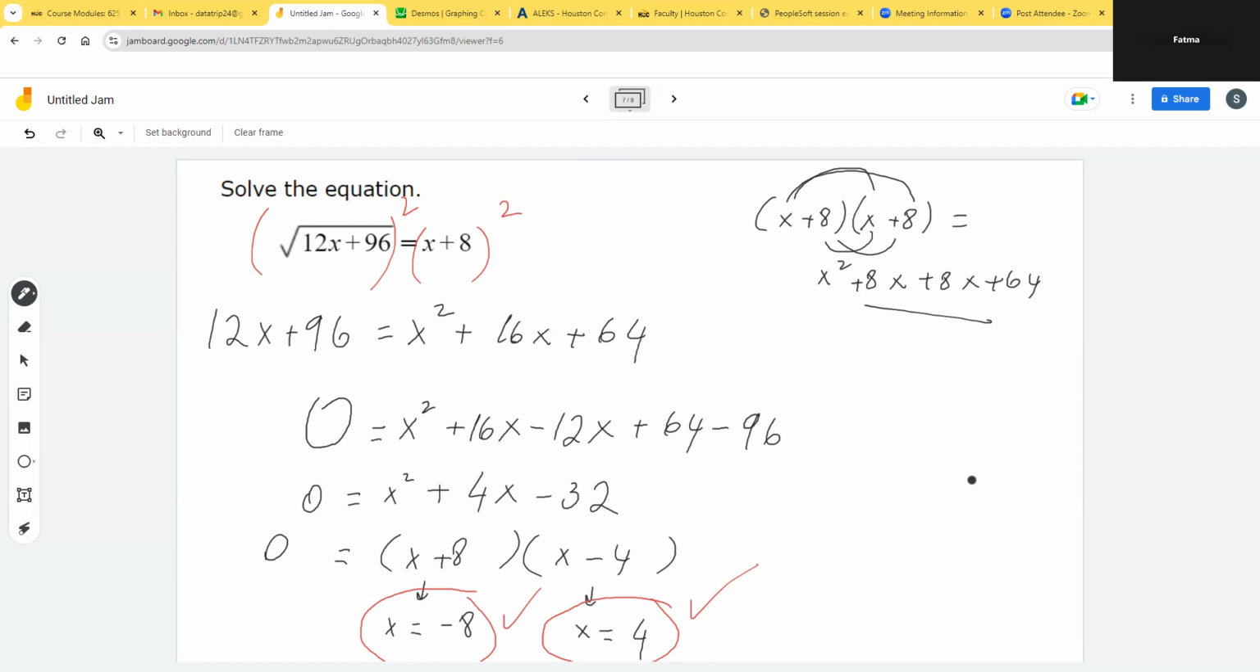Yes. After 0 equals x squared plus 4x minus 32, how do we get to the next step? The factoring part. So this is a quadratic equation. So we said we're going to look at the negative 32, and we will need two numbers. When we multiply them, it gives us a negative 32. When we add them up, they give me a plus 4.